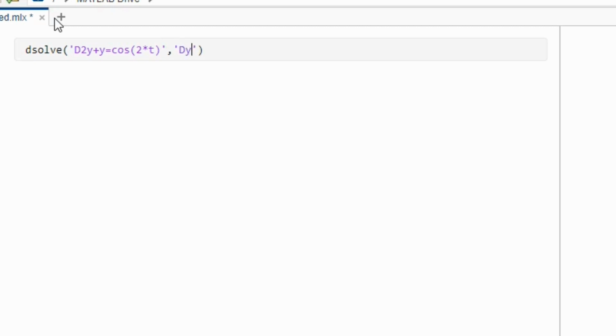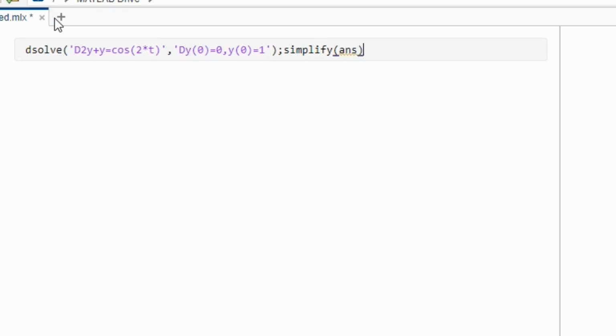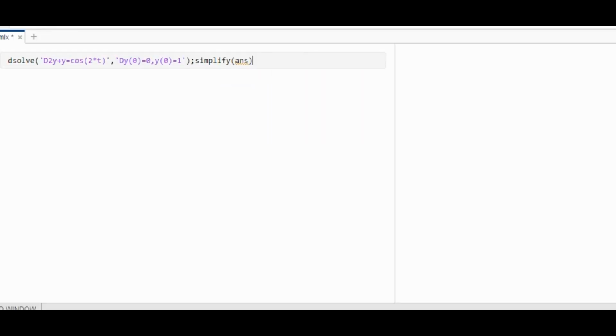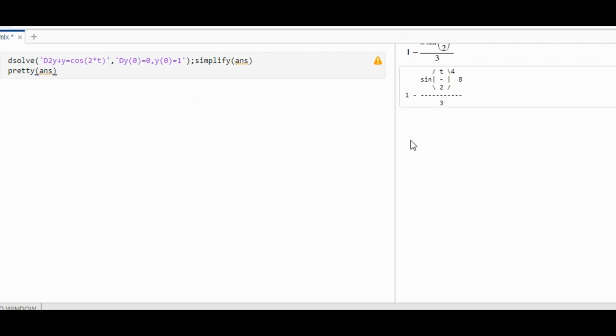and now you will type Dy at 0 is equal to 0. Yes, this is the initial condition, and y at 0 is equal to 1. Press the enter button and you will get the required answer. Okay, simplify answer means that your answer will be the simplified answer. So this is your simplified answer with initial conditions. Remember that this answer is with initial conditions. Okay, so this is your pretty answer.